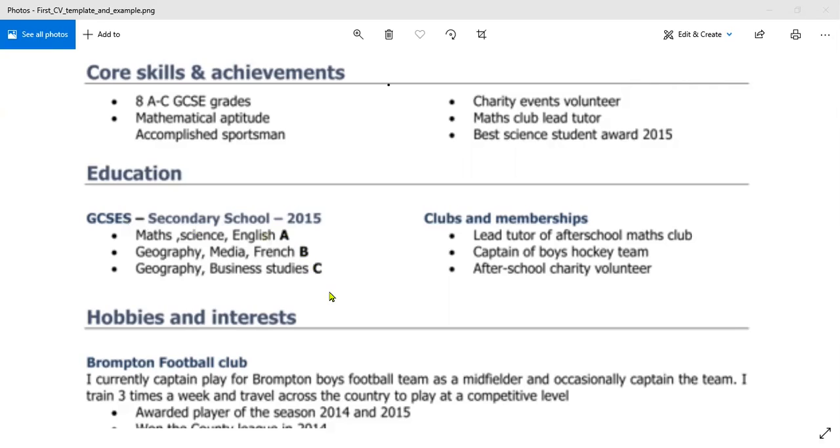In French he got B. Okay, geography, media and French he got B. So see, he wrote maths, English and science first because he got A's in that. And geography, media and French, he got B. So that is the second one, right?